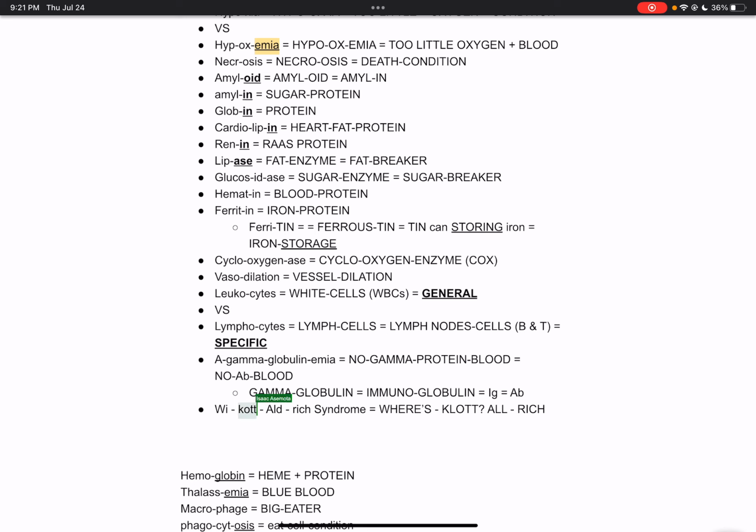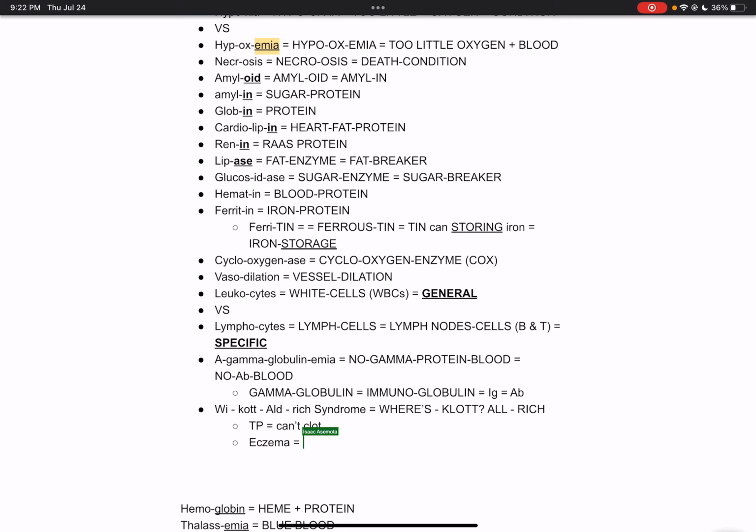Where's clot all rich. The whole point of this disease is you're only supposed to remember a triad of three things. They have thrombocytopenia, which means they can't clot. And all rich, they have skin problems, so they have like eczema or something. On the test I don't need to know that it's eczema. When I see this triad, as long as I remember it's something to do with skin, I'm going to get it right. And then they're always sick. Right? They have recurrent infections.